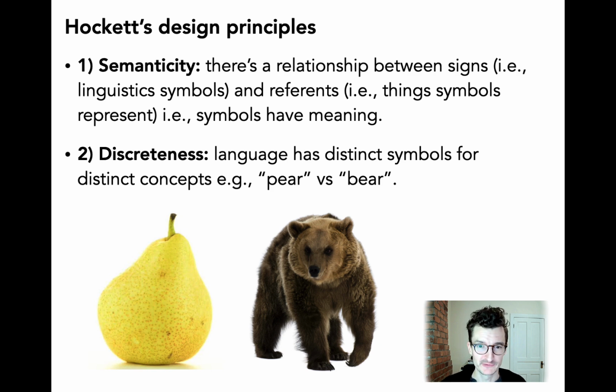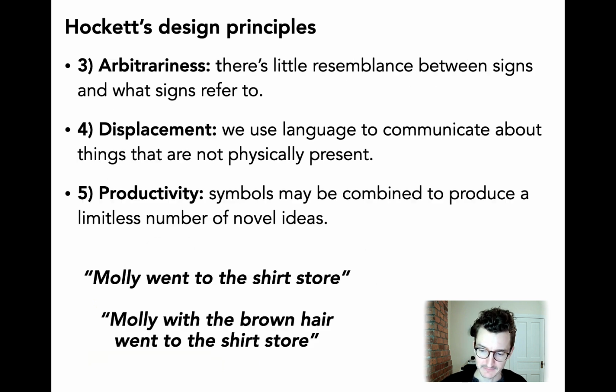Second important principle, discreteness. We have distinct symbols for distinct concepts, right? Pear versus bear. Superficially, very similar words. They differ by one letter. But the things they refer to are dramatically different, right? Pear, tasty fruit. Bear, a big creature that you do not want to encounter by yourself in the woods. So distinct symbols for distinct concepts.